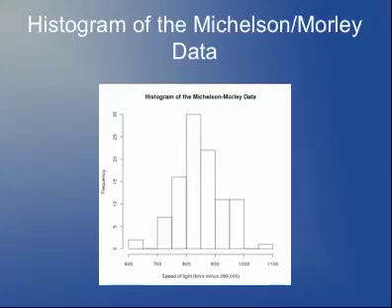Because here's a histogram of the Michelson-Morley data. As you can see, it's pretty bell-shaped. Couple outlying observations, but yeah, you're definitely fine applying a t-test in this case.